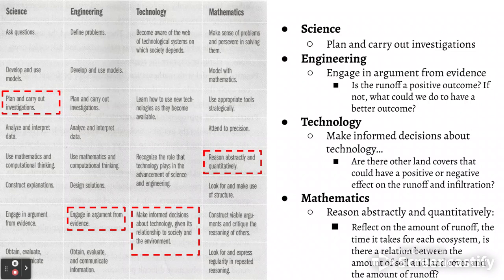And then finally, for math, reason abstractly and quantitatively. Reflect on the amount of runoff. So in each one, compare how much time it took, like I said, to add a timing component to see how long it took for it to soak through the soil and the land cover. And as I said, we could also create a graph with this and compare the data that way.